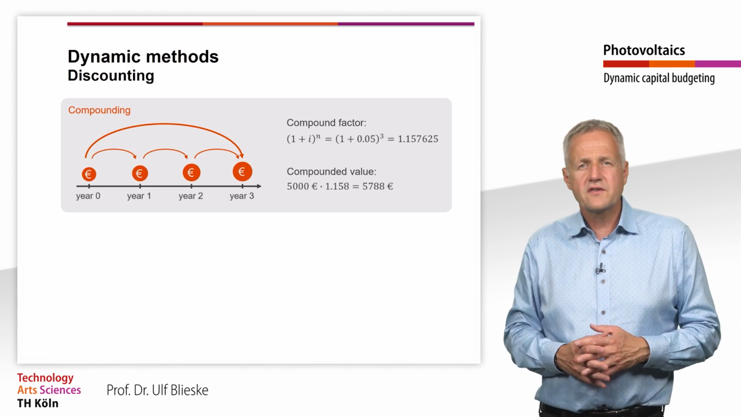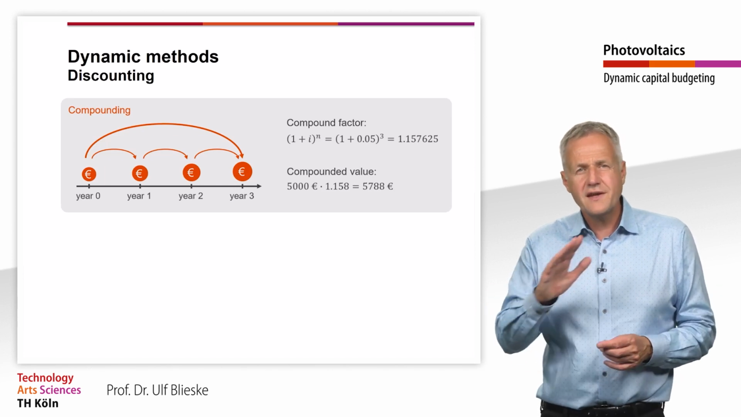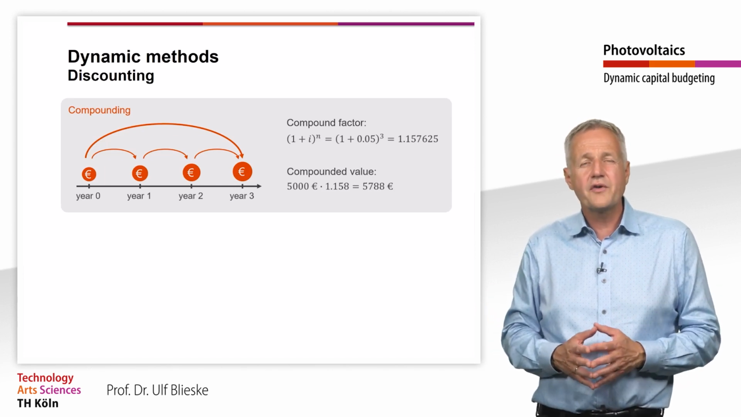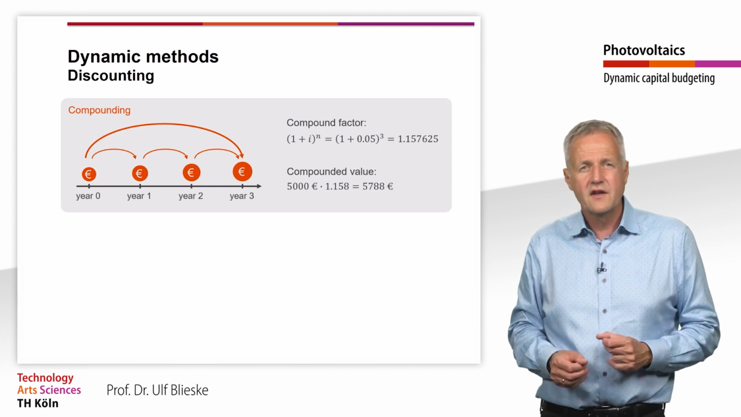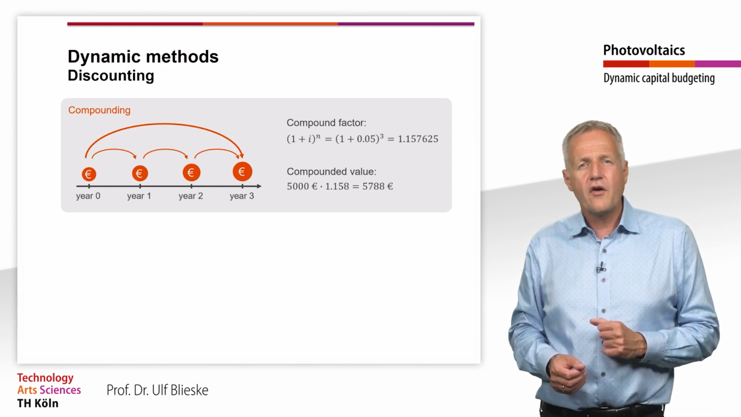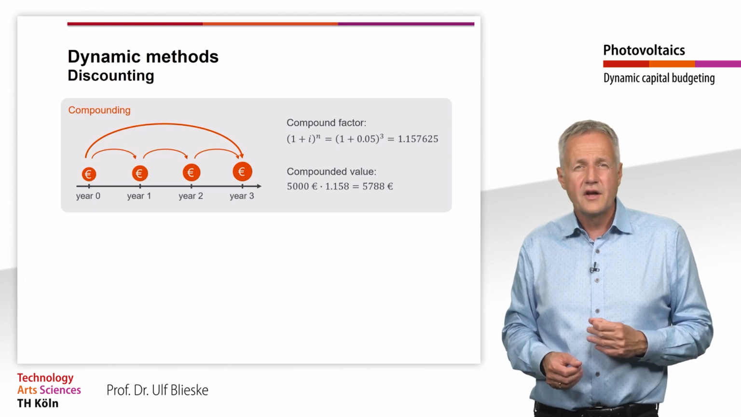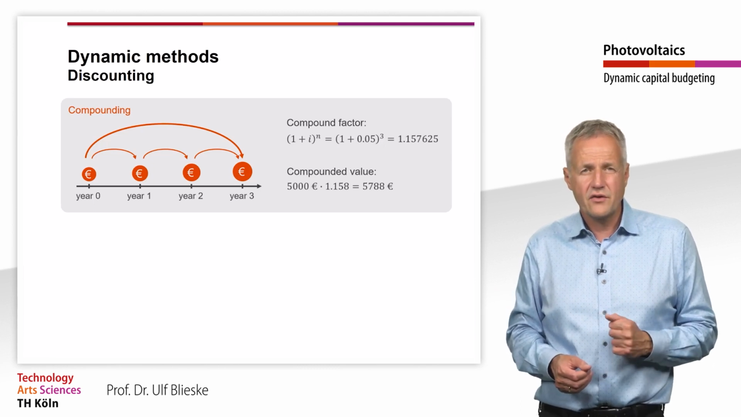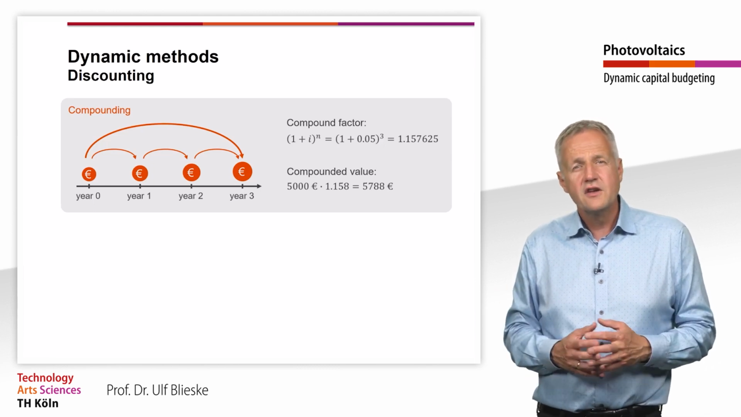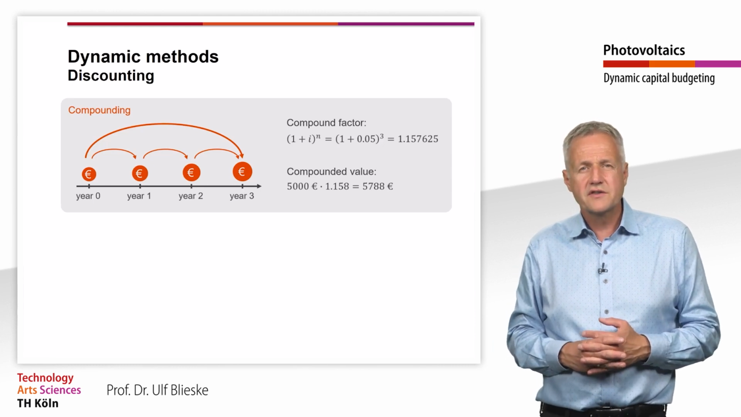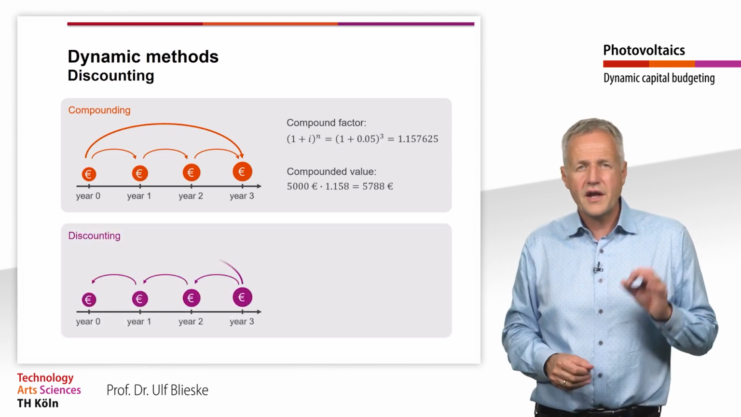Let us assume an interest rate of 5%. Over 3 years, this results in a compounding factor of 1.16. The monetary value after 3 years is therefore 5,788 euro.